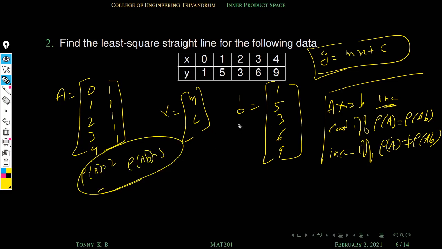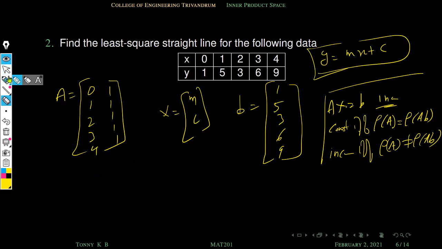Okay, so anyway this system is inconsistent, so that means there is no straight line satisfying this given data. So we have to find the best straight line. How do we find it? To find the best straight line, we have to solve the normal equations.